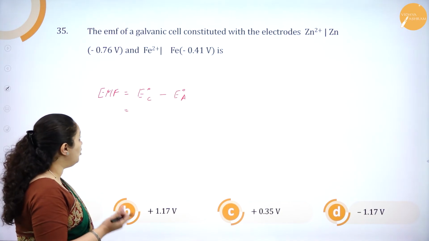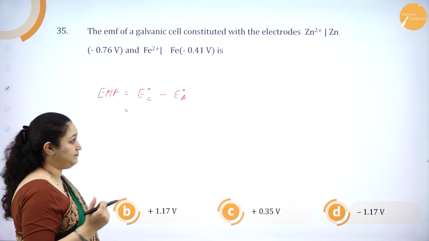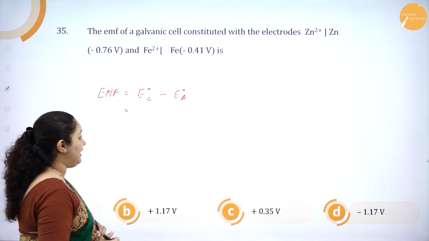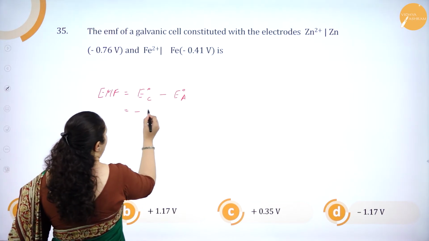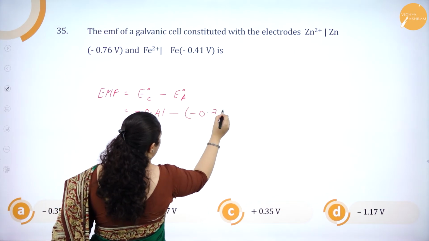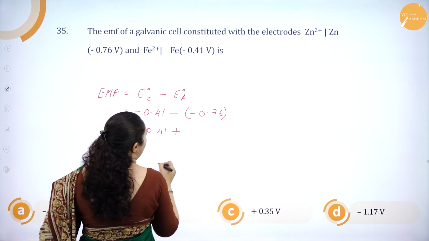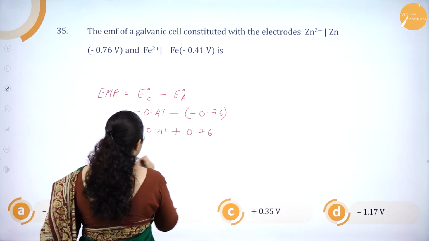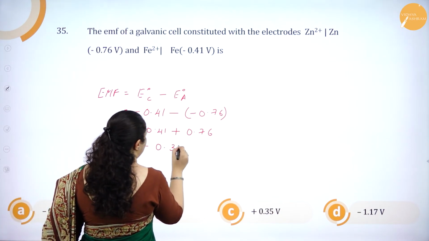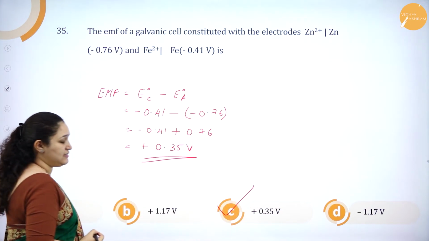But here you have both negative, so the higher negative value will go as anode and the lower negative value will come as cathode. So you will get minus 0.41 minus of minus 0.76. Minus into minus is plus, so it is plus 0.76, and the value will be plus 0.35 volts. So the answer is option C.